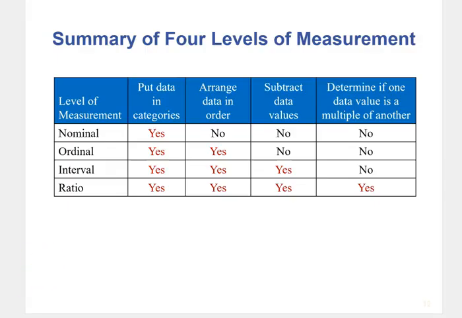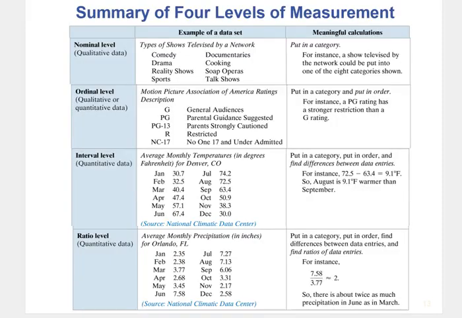I also have a chart that summarizes these four, and it gives you some examples, which I think are helpful. Here's some nominal: types of TV shows. The only thing we can do with types of TV shows is just put them in a category, right? Are they a comedy? Are they a drama? So we can just put them in these nice little categories, but there's really nothing else we can do.